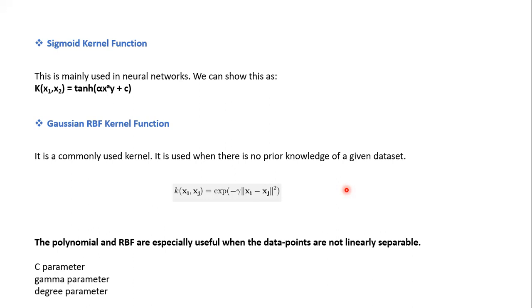Also, we have something called the C parameter, gamma parameter, and degree parameter. These parameters are used when we do random search CV or grid search CV. So when we are doing random search and grid search, we will be using these parameters.